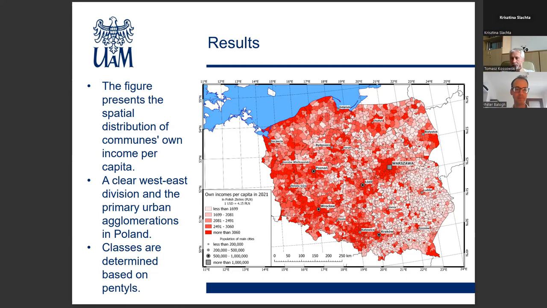Many phenomena are distributed like this one: we have richer communes in the west, communes with smaller unemployment in the west, larger in the east, and so on. We have also some concentration around Poland's largest agglomerations like Warsaw, Krakow, Wrocław, Poznań. And what is also important, around the places where we have some mining, like coal mining in the south, or brown coal mining south of Łódź. So these are some exclusions from this general pattern.